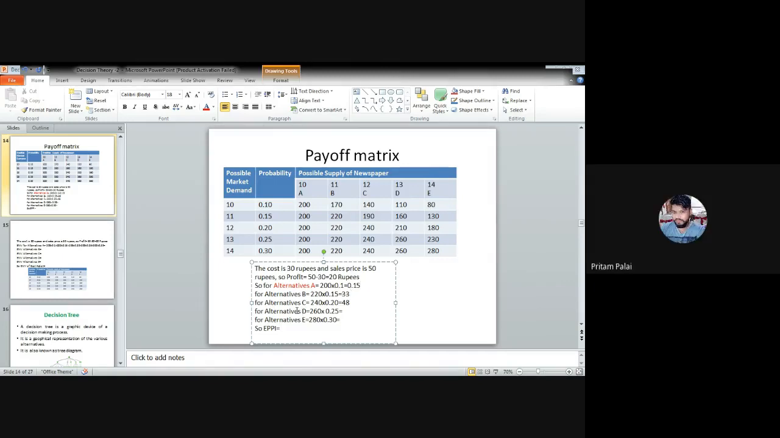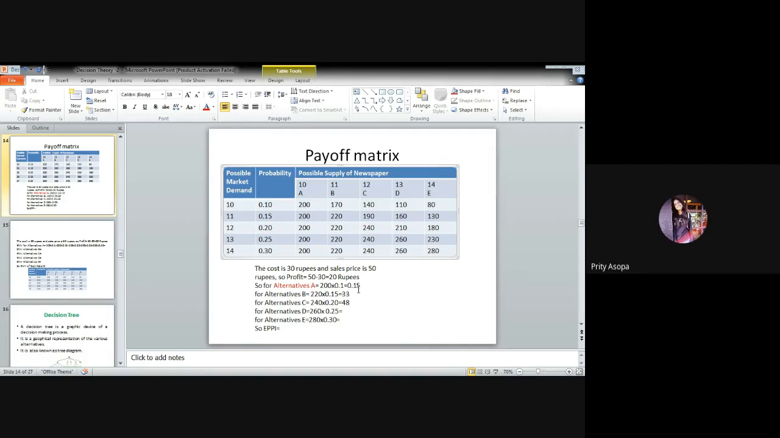Since 200 is common, you can randomly choose, because it is the maximum value for all, or the minimum value for all. Here there is no alternative, because these values are given in the payoff matrix. Clear? For calculating the different alternatives, suppose in column A the maximum value is 200. If someone asks about the minimum value, it is also 200 because there is no alternative. That is why I write 200 with the probability 0.10.